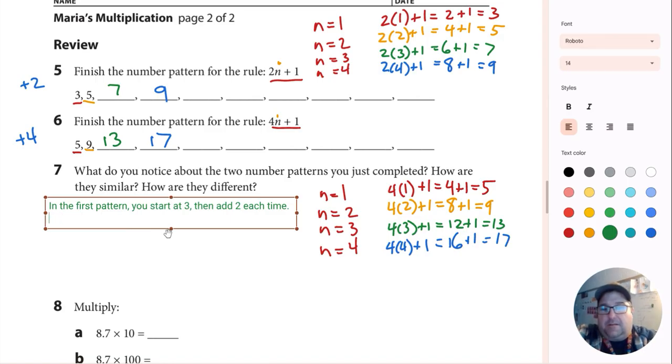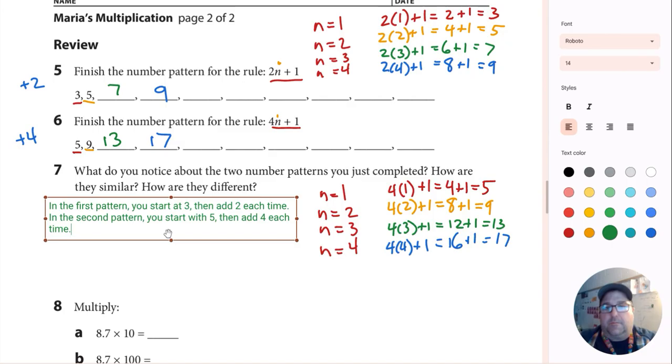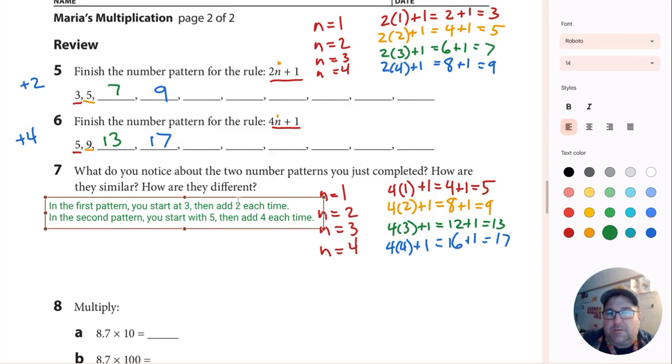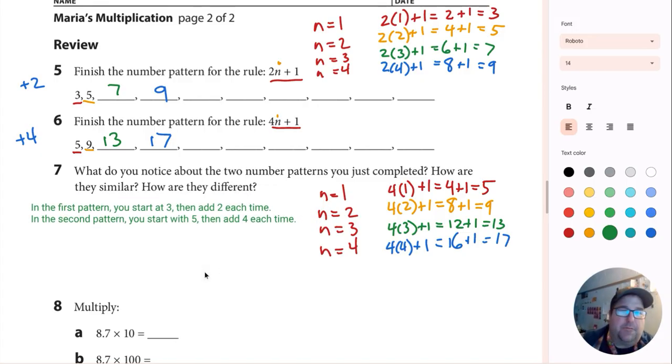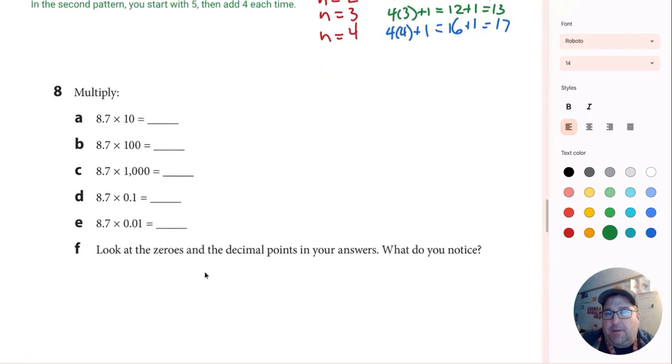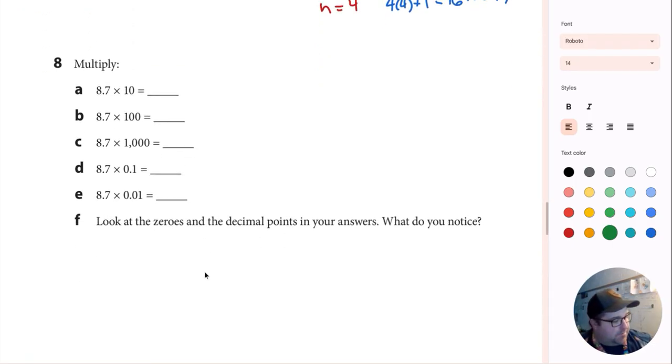In the second pattern, you start with 5, then add 4 each time. Again, I have to raise my hand because of the way my Chromebook is. So again, just think about what we're noticing in these patterns for now, and go from there. Number 8, multiplying with powers of 10.